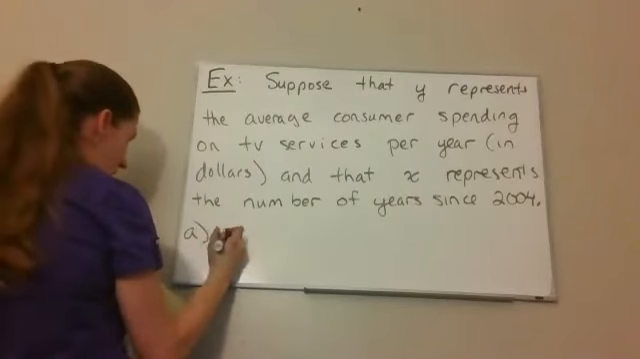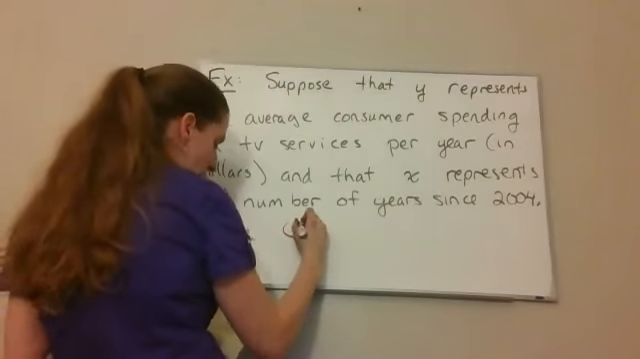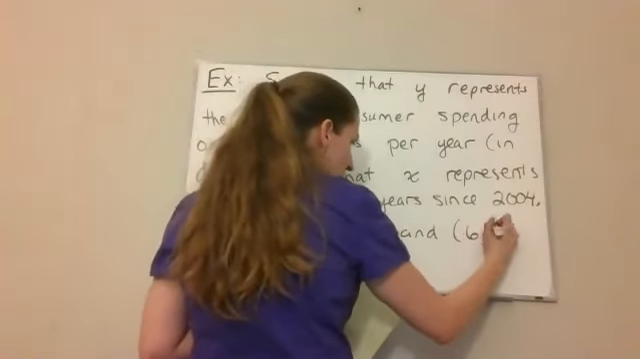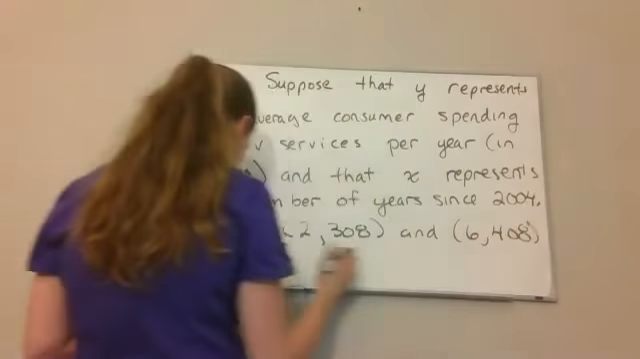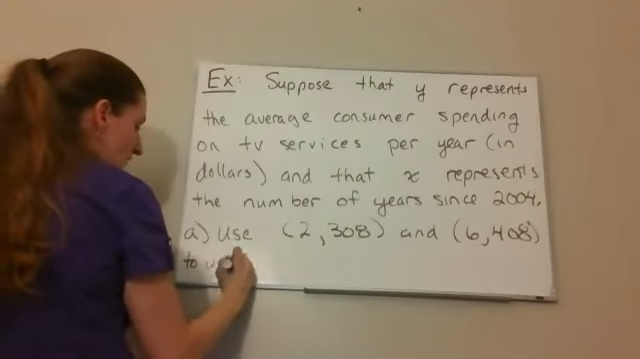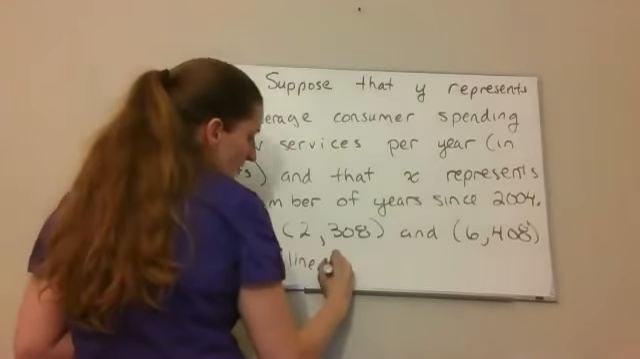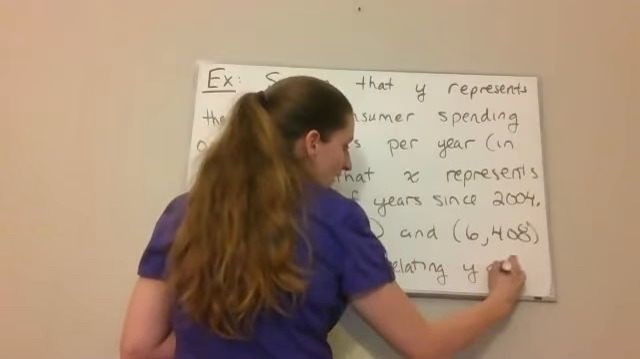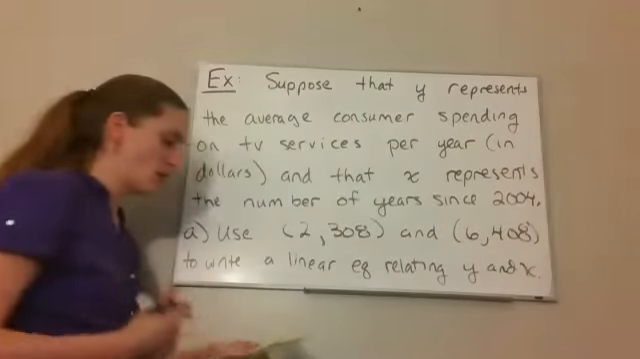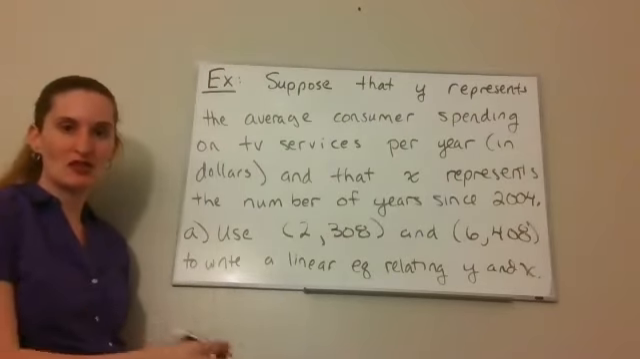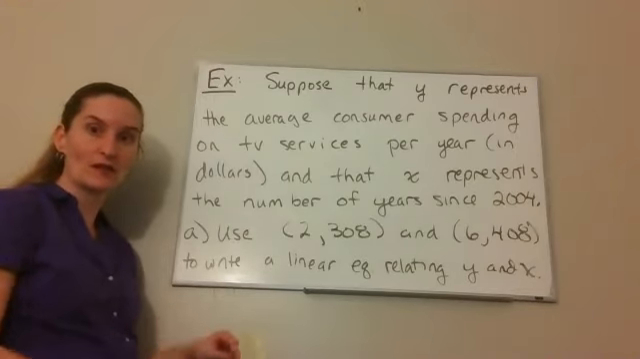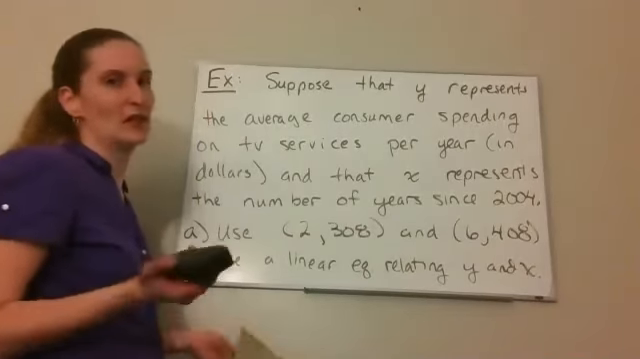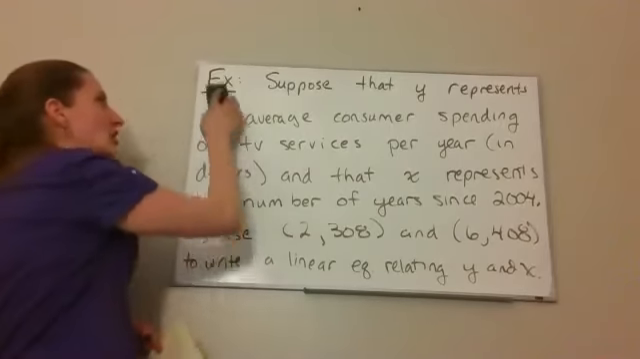And the first thing we're going to do is use the data points (2, 308) and (6, 408) to write a linear equation relating y and x. So we're coming up with some sort of linear equation to represent the situation of the cost of TV services for a year. And they gave us 2 data points to use, and we're going to assume this is a linear relationship because they want a linear equation.